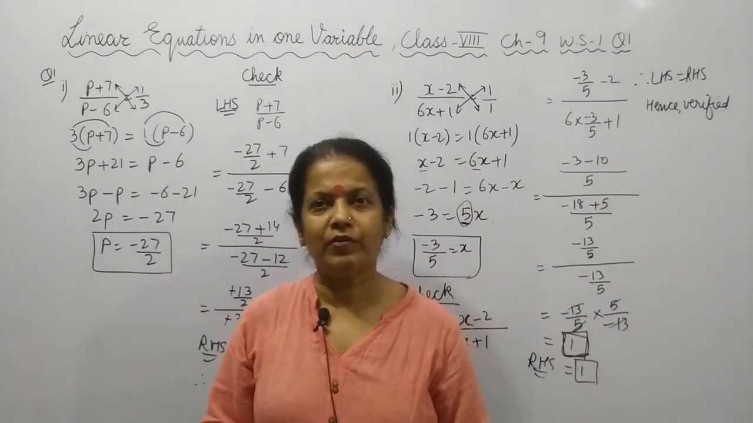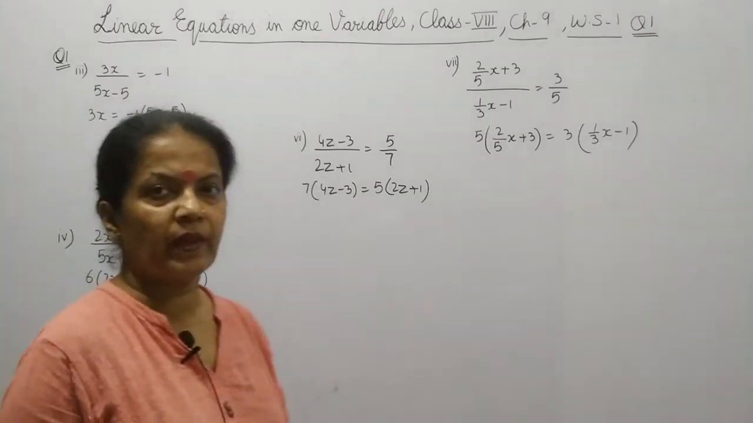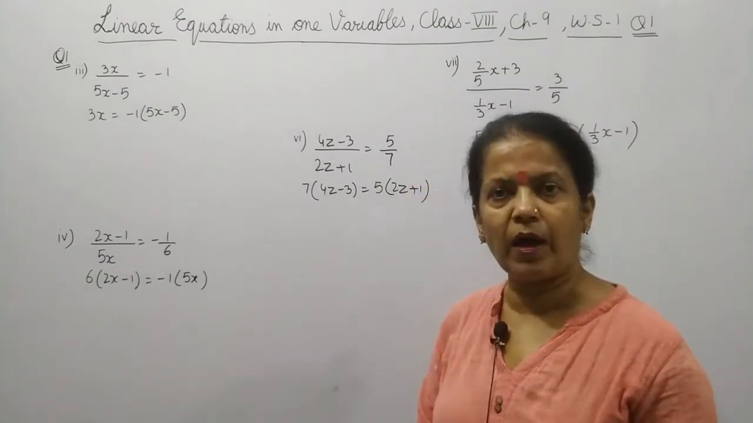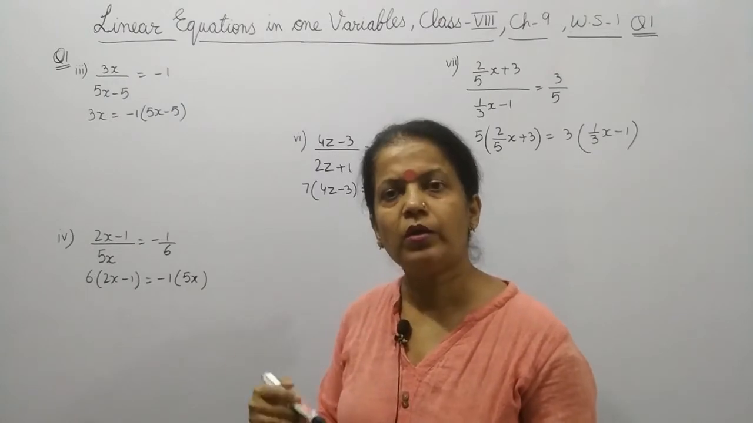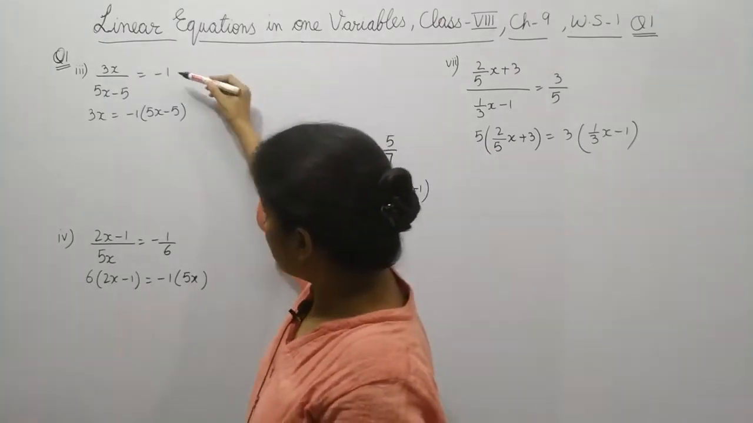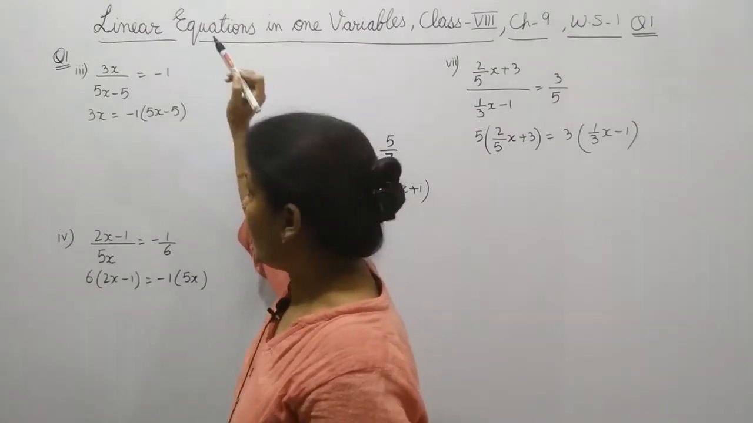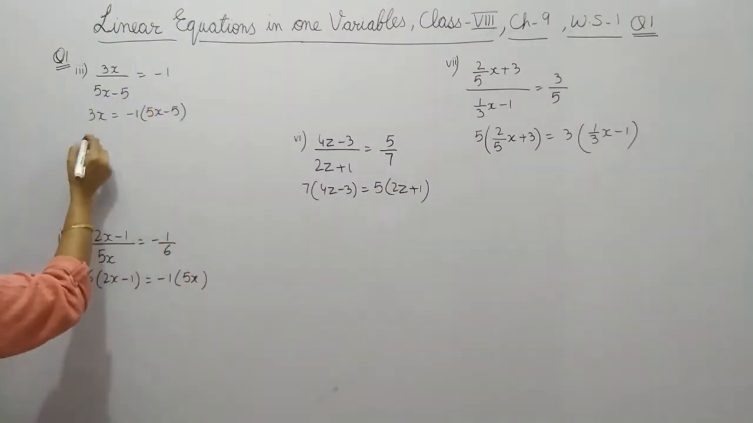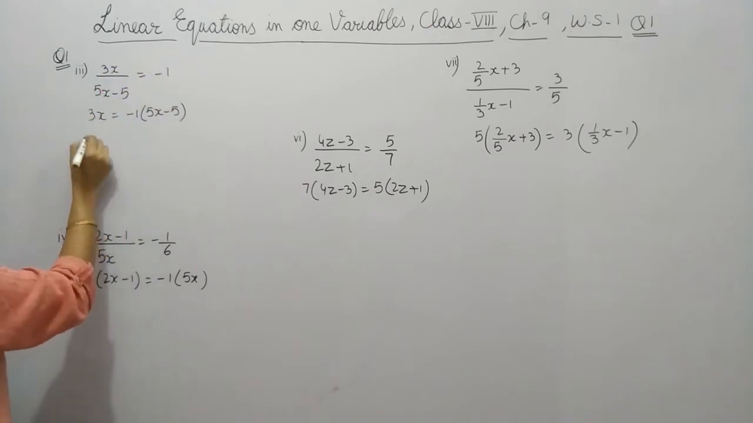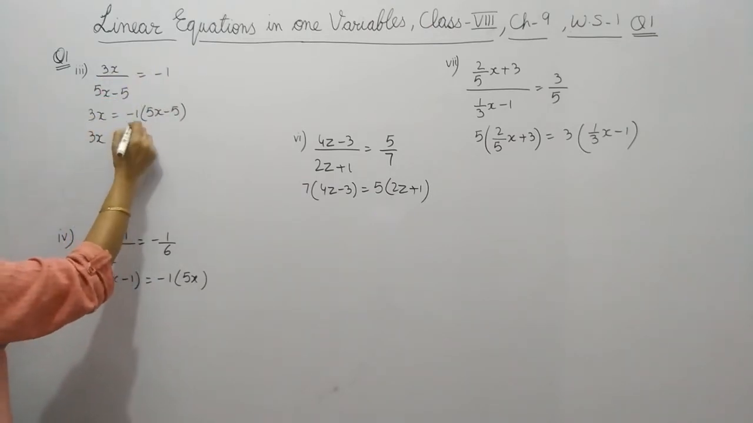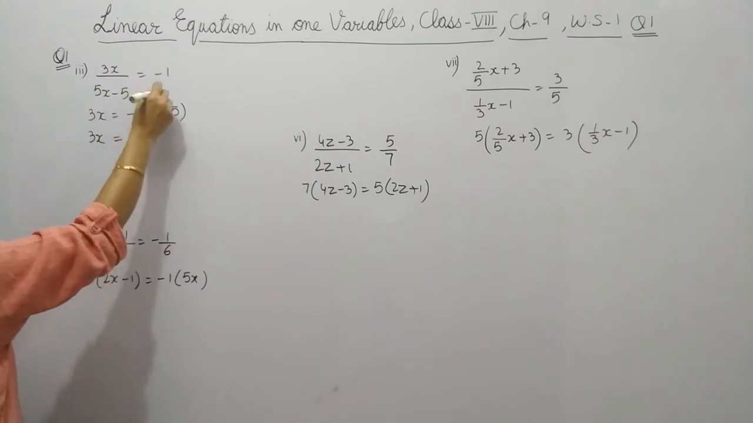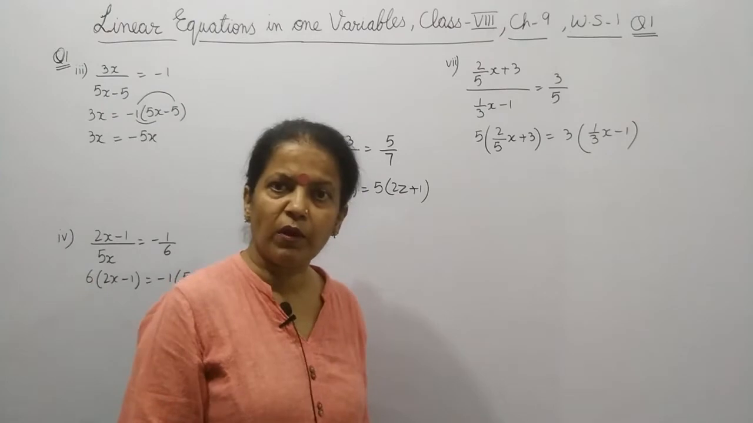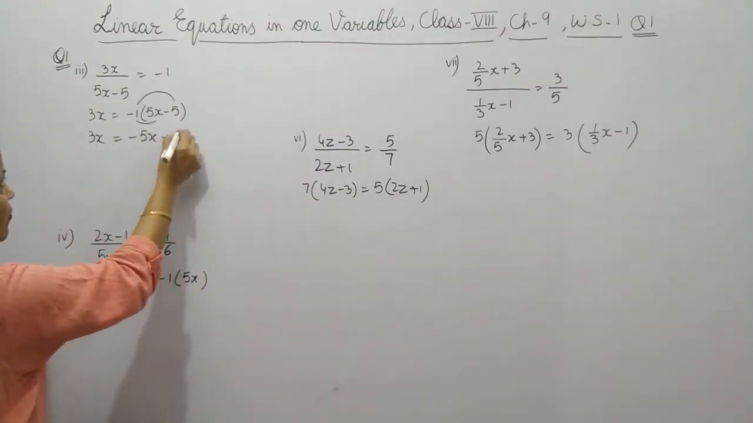Now, come to the next question. In the next part, that is 3, again, what will you do? You will do the cross multiplication. So, be careful, this is minus 1. So, minus 1 multiply this. Okay, so cross multiply. So, this is 3x. Now, minus 1 with this, so it will become minus 5x. And minus 1 multiply minus 5, what will it become? It will become plus 5.